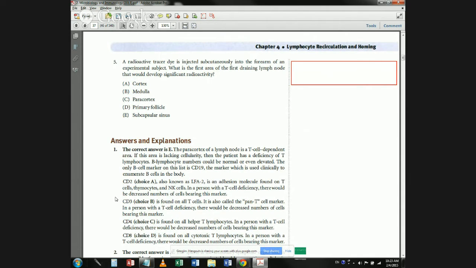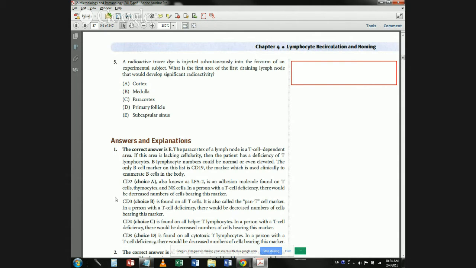Because they would be on T cells and thymocytes, but also NK cells. And it is also called LFA2. It is an adhesion molecule, whereas CD3 was a signal transduction molecule, remember? And CD4 and CD8 are where you shake hands. It's a stabilizing, or what is it called? A co-receptor. Right. Whereas CD2 is an adhesion molecule.